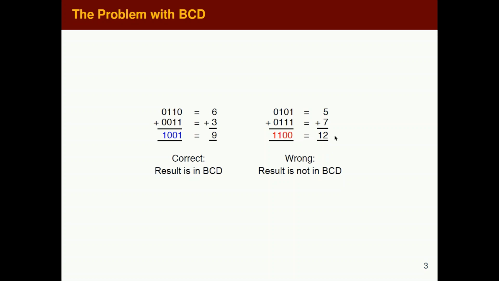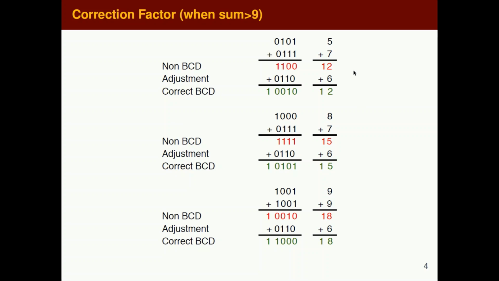So what we need to do is, in order to make sure the correct output is displayed, 1 2, you have to do adjustment, which is you have to add 6, 0110. Okay, for example, you have 5 plus 7, you get 12.